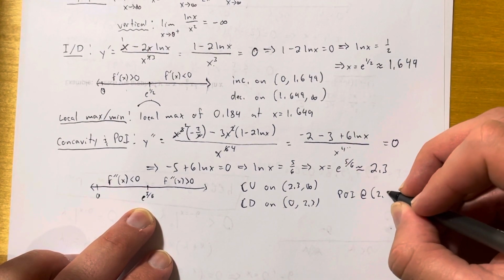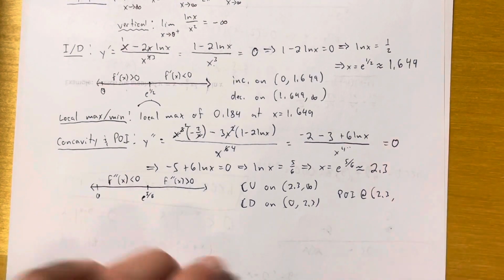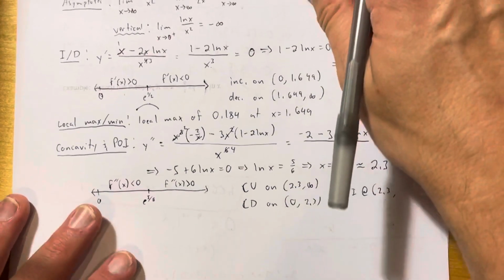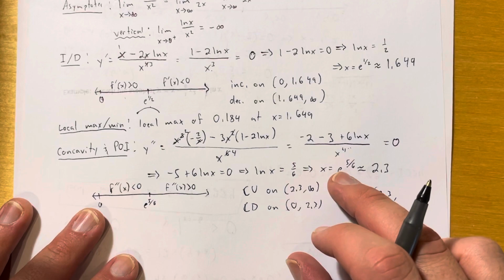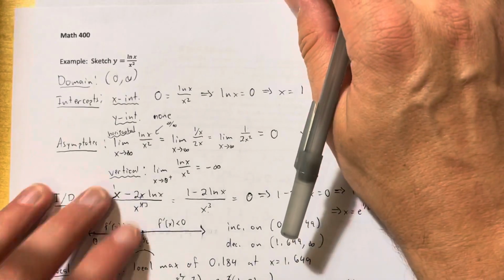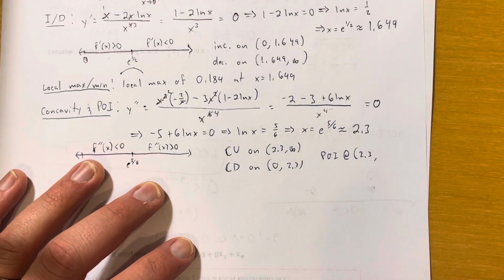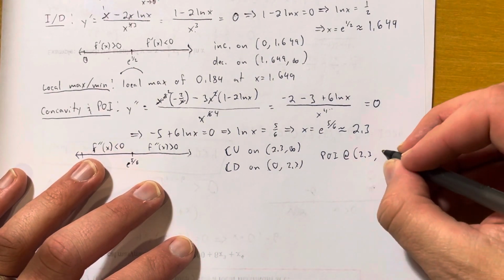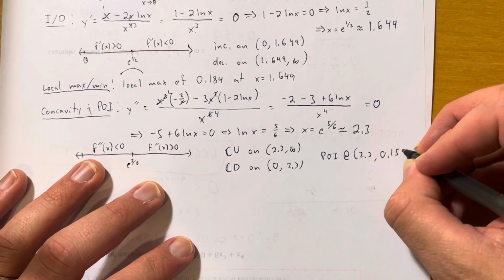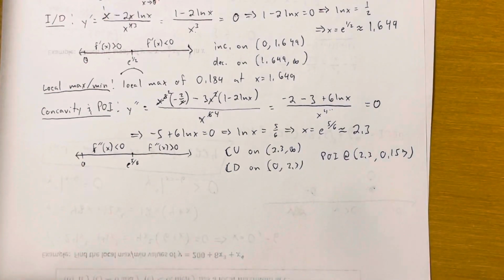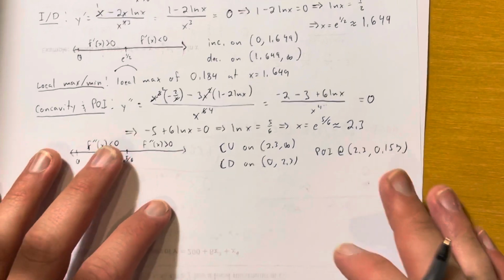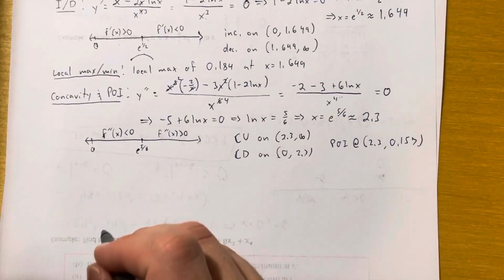at 2.3, and then again we need a y coordinate for that point, so we would take that point, but use e to the 5/6 power for accuracy, plug it back into your original function, and you're going to have to round once again. So this comes out to approximately 0.157. Okay. All right, now we have a whole lot here, so we're going to try and graph this thing.